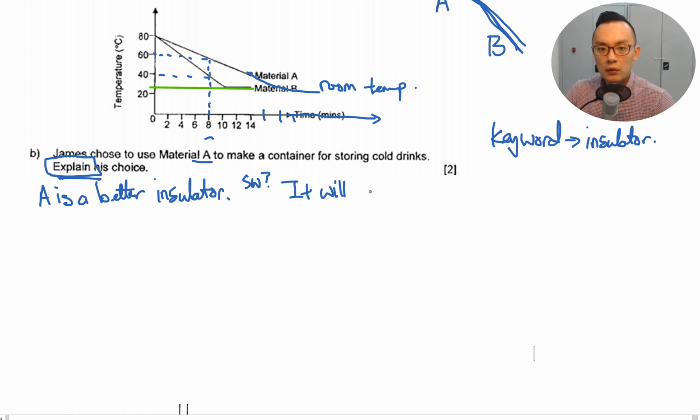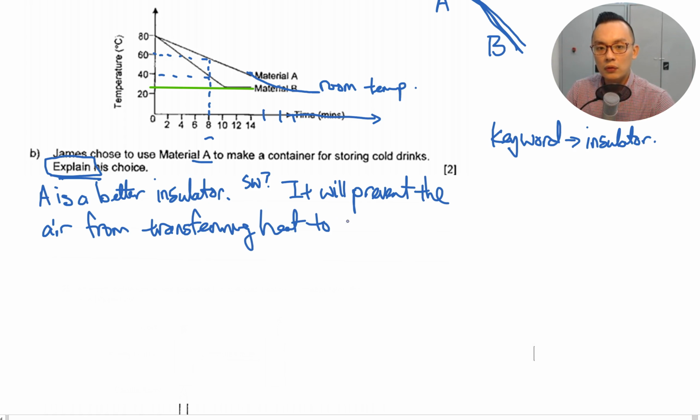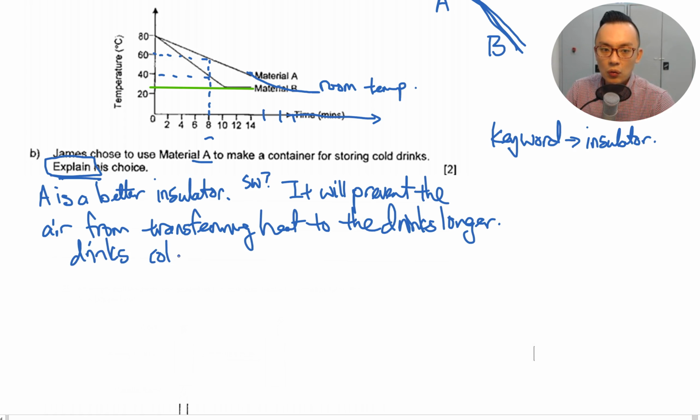It will prevent the air from transferring heat to the drinks longer. Or you can also say it will keep the drinks cold for a longer time. So that's why he chose it, because it's a better insulator. And so what if it's a better insulator? It will prevent the air from transferring heat to the drinks for a longer time, or the second possible answer, it will keep the drinks colder for a longer time.